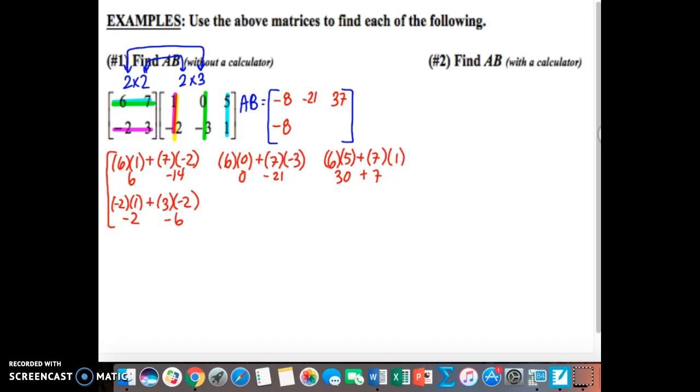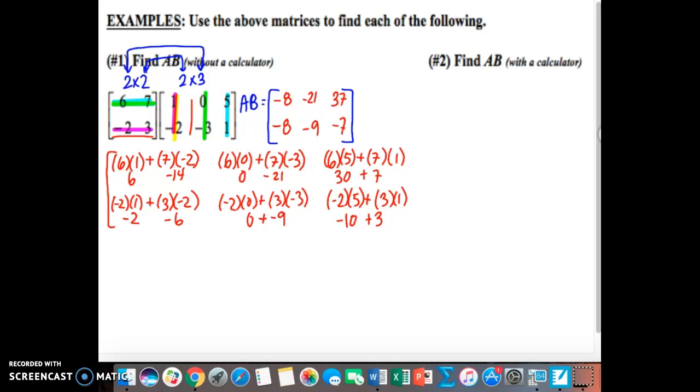If we want to find the middle column, second row, we'll be taking the negative 2, 3, multiplying it by the 0, negative 3. So negative 2 times 0 plus 3 times negative 3, which is 0 plus negative 9, which is just negative 9. And then lastly, we'll be taking negative 2 times 5, adding that to 3 times 1. Negative 2 times 5 is negative 10. 3 times 1 is 3. So negative 10 plus 3 is negative 7.